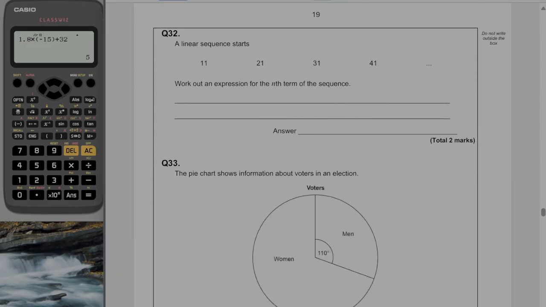Okay, question 32. A linear sequence starts 11, 21, 31, 41. Write out an expression for the nth term of this sequence. So this is going up in tens, so it would be 10n. And then what do we need to do to the number 10 to get to the number 11? We need to add on 1. So it's 10n plus 1.